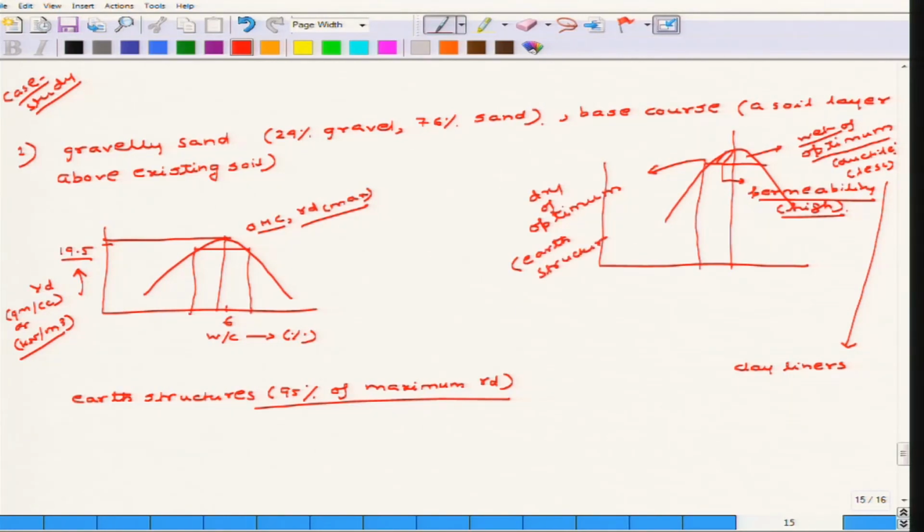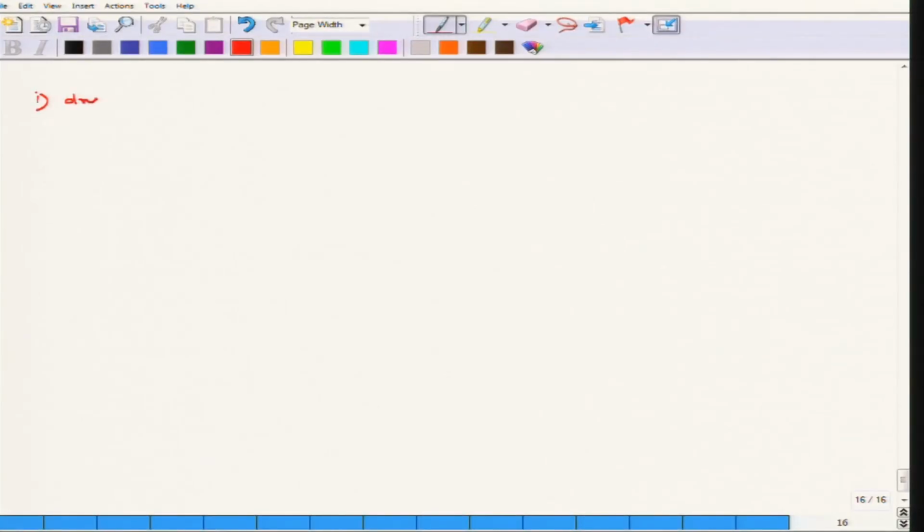In this case, you are given a gravelly sand. So the first important thing is to say which side of compaction you are going to use. As I have said, there is a base course, so you are going to use the dry side of optimum. So the first answer is: on the dry of optimum, at 95% compaction, we are going to use the compaction criteria.